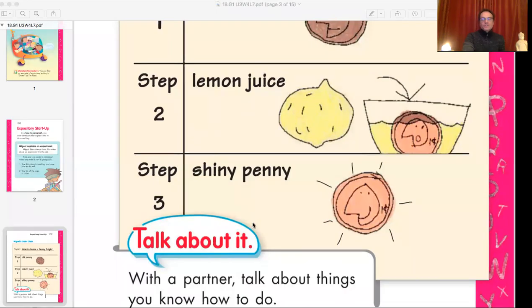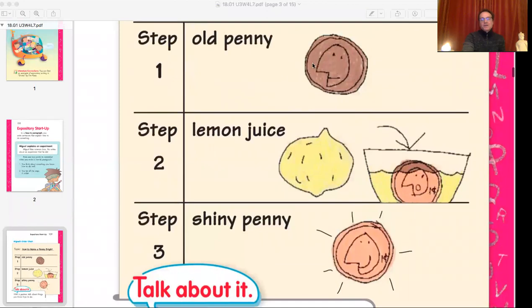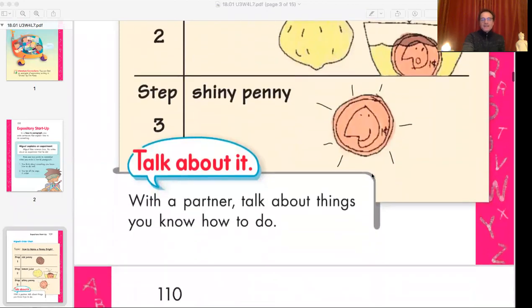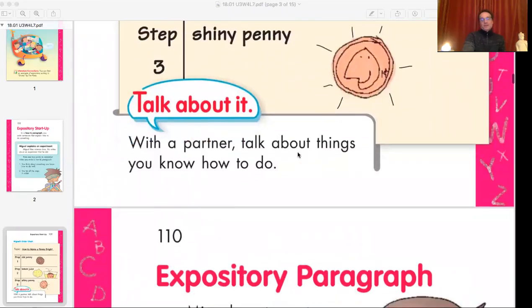So Miguel knows those are the 3 steps. Get an old penny, put it in lemon juice, then you have a shiny penny. So with a partner, talk about the things that you know how to do. You can turn off the video right now and talk with someone about things that you know how to do.